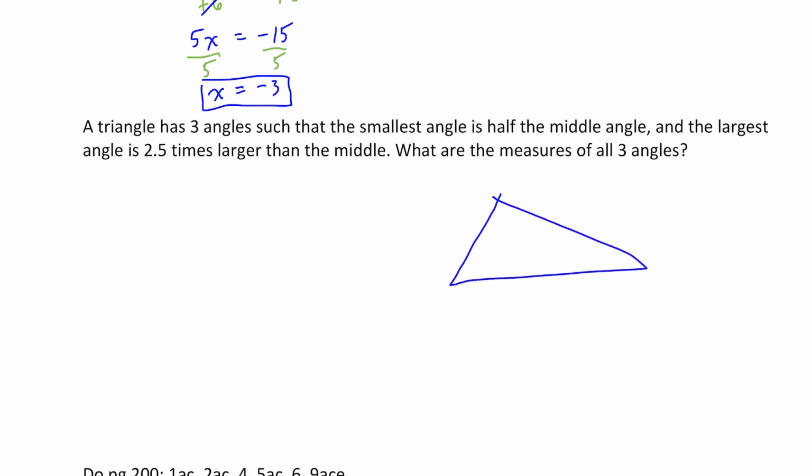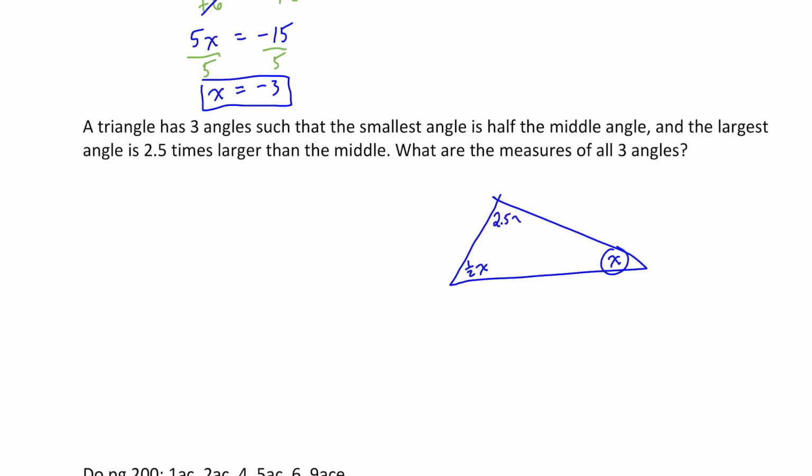All right, I'm just going to draw a random triangle here. Triangle has 3 angles such that the smallest angle is half the middle. So let's call this one the middle one. I'm going to call this x. And it said that this one, the smallest one here, is half the middle. Actually, no, I drew this wrong, but I'm okay with that because it's part of the fun of this math. We use variables, we use unknowns, and then we solve, and then we can find the actual proper drawing. It says the largest angle is 2.5 times larger than the middle. So it's 2.5 times bigger than this x.